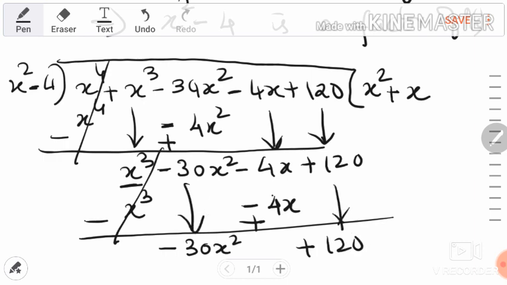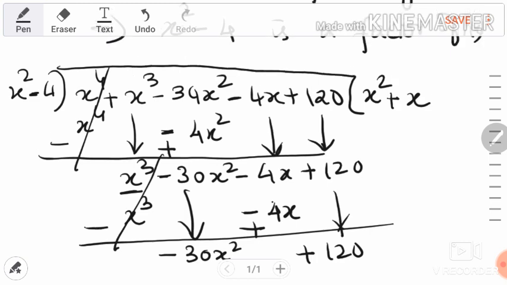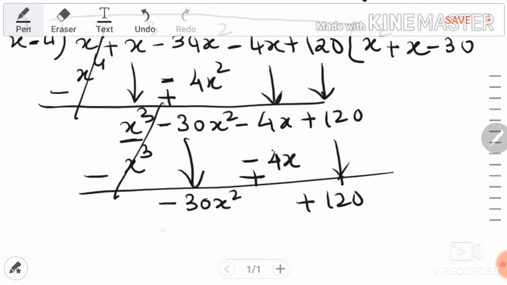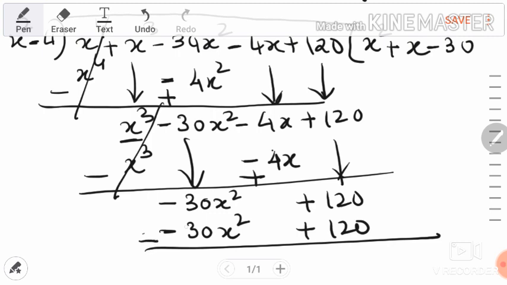Now we find the third term. To do that, we divide minus 30x square by x square. So we get minus 30 as the third term. Multiplying minus 30 with each term of the divisor, we get minus 30x square plus 120. On subtracting, we get 0 as the remainder.